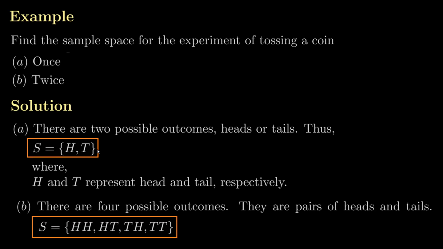On the other hand, if we flip or toss a pair of coins, in that case, we have four possible outcomes. They are pairs of heads and tails. That is, the first possible outcome is that we get head on both of the coins. Then we get head on the first coin and tail on the second. We get tail on the first coin and head on the second. And we get tail on both coins. So in that case, we have four possible outcomes if we toss a pair of coins.